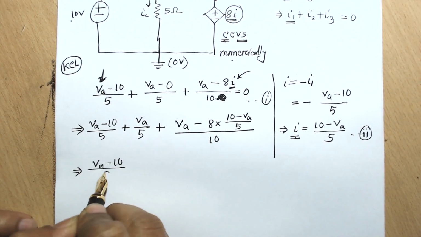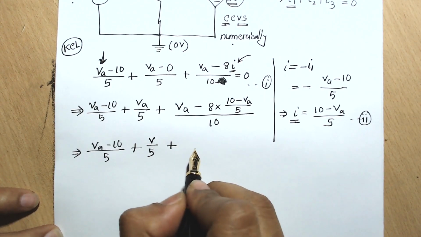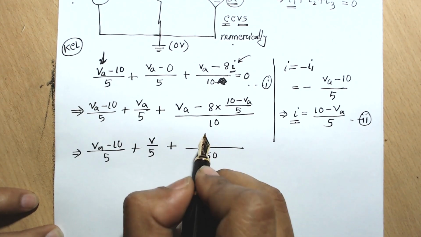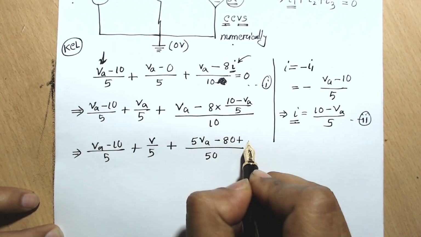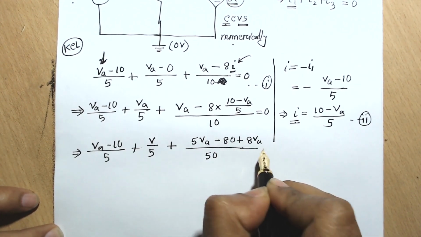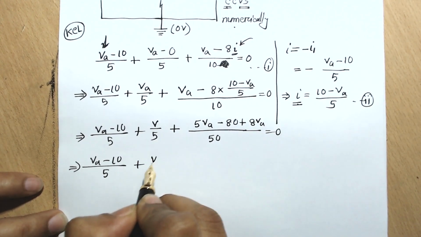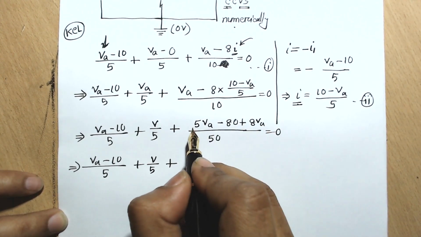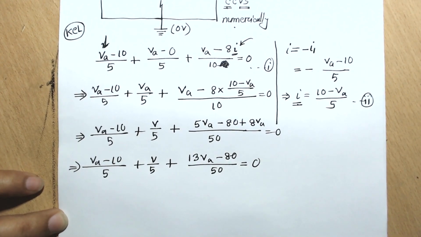Now we can solve it like this: VA by 5 plus VA by 5 plus, if we just take the LCM and do some math here, we'll get a total of 50 below, and it will be 5 VA minus 80, plus more 8 VA equals 0. So now we can write VA minus 10 divided by 5 plus VA by 5 plus, there were 5 VA already and more 8 VA is there, so it becomes 13 VA minus 80 divided by 50 equals 0. And I guess you already know how to solve the rest of the thing.